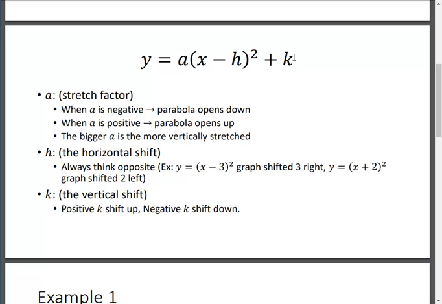The a, the h, and the k are what are known as parameters. The x and the y are the variables, but a, h, and k are parameters, and they each have a job, giving you a shortcut on how to sketch these graphs as quickly as possible.